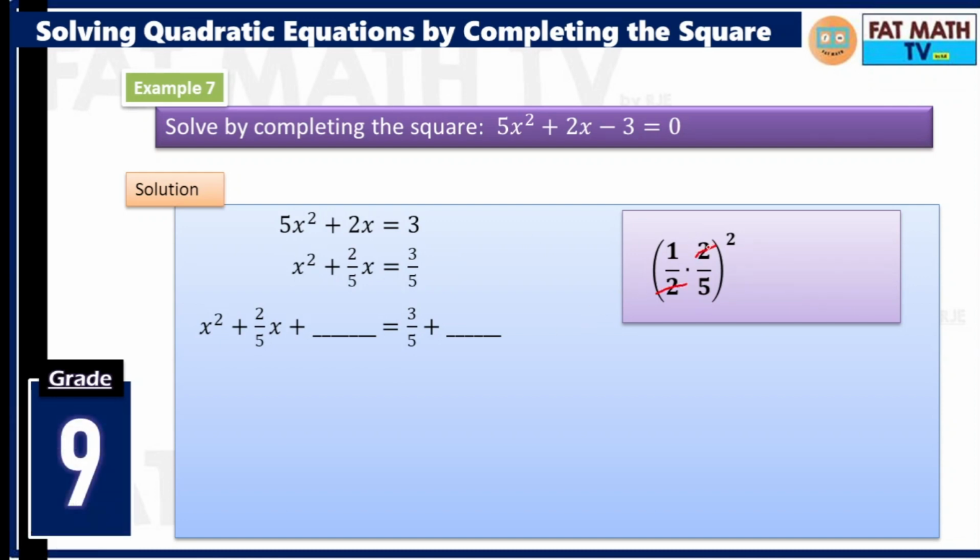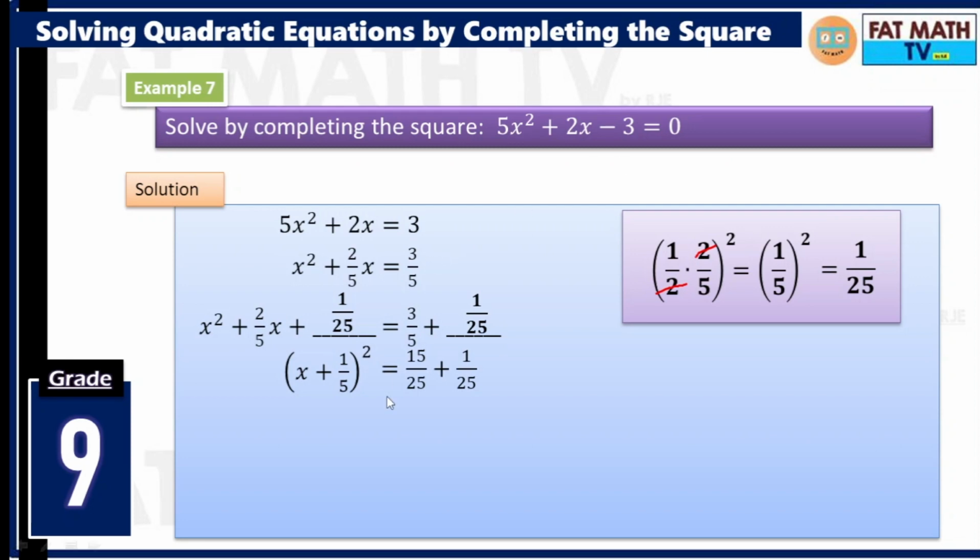So 2/5 divided by 2 is 1/5. 1/5 squared is 1/25. So add 1 over 25 to both sides of the equation. Factor the left side and simplify the right side. 3/5 plus 1 over 25, find the least common denominator. Since we have 5 and 25, the least common denominator is 25.